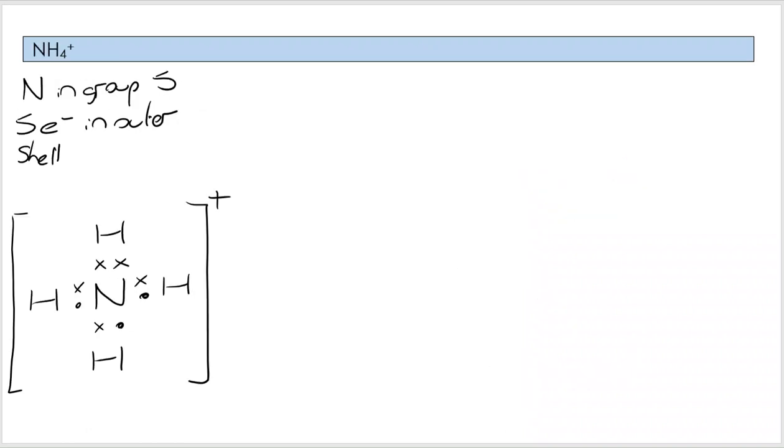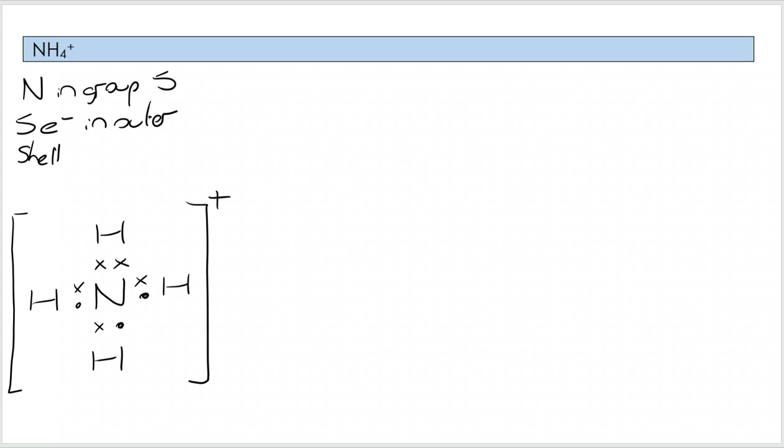I've got nitrogen, or NH4+. Now nitrogen is in group 5. I've got 5 electrons in the outer shell. And you can see that what we've got here, and you've seen this in the coordinate bond topic, there are my 1, 2, 3, 4, 5 cross electrons from the nitrogen. This is a dative covalent or coordinate bond to an H+ ion that has no electrons of its own. Because the NH3 is neutral and the H is positive, overall the ammonium ion has a +1 charge.